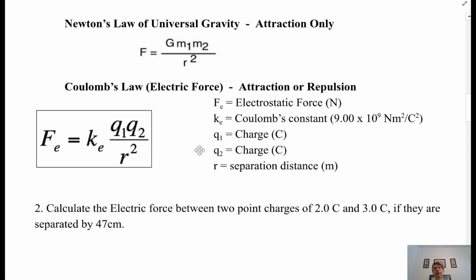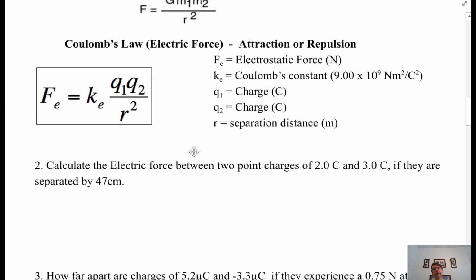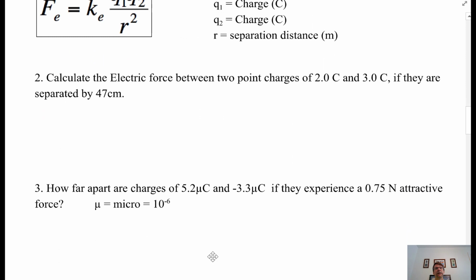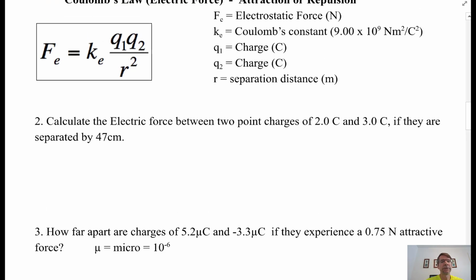So let's start off with a little practice problem here. Coulomb's law. Once again, the charges are measured in coulombs, and the distance has got to be measured in meters. Calculate the force of attraction between two point charges of that many coulombs if they are separated by 47 centimeters. So I'm going to plug into this equation up here in this box, which you can probably see in your notes.